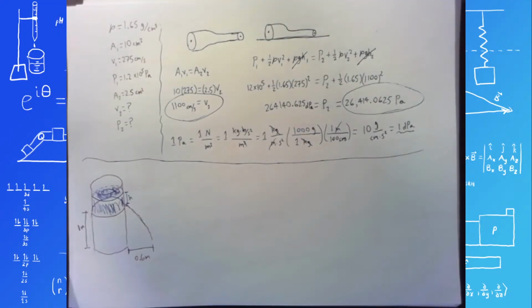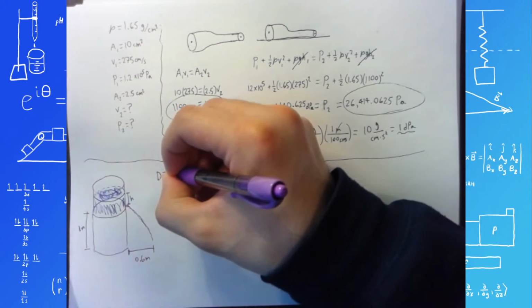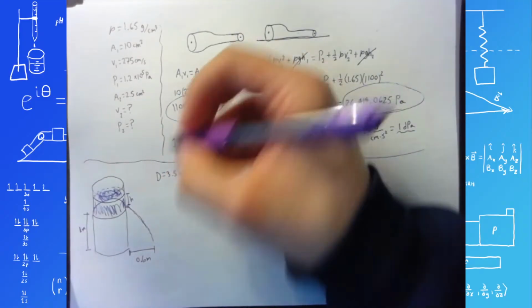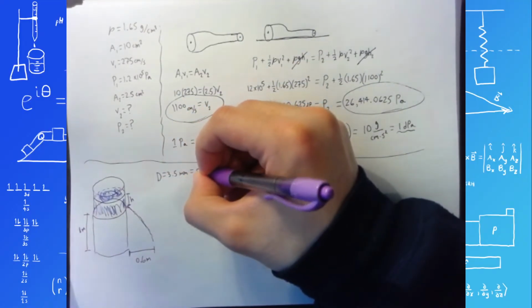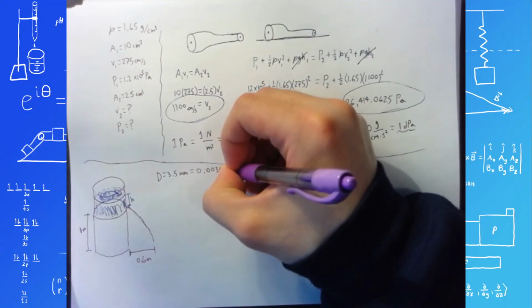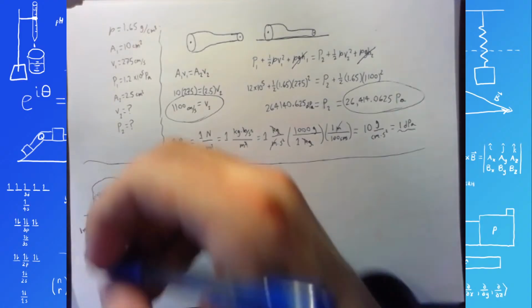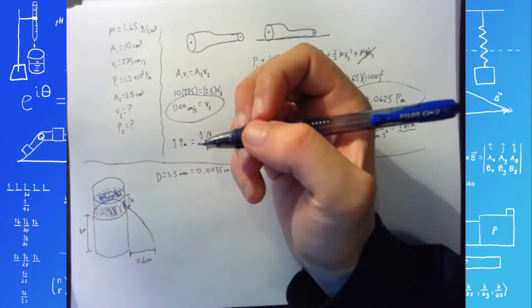They said, a jet of water squirts out horizontally from a hole near the bottom of the tank shown in the figure if the hole has a diameter of 3.5 millimeters. So the diameter of the hole is 3.5 millimeters, or I'm going to go ahead and convert that to 0.0035 in meters. What is the height h of the water level in the tank? Okay, so h is the unknown that we're trying to solve for. Got it.